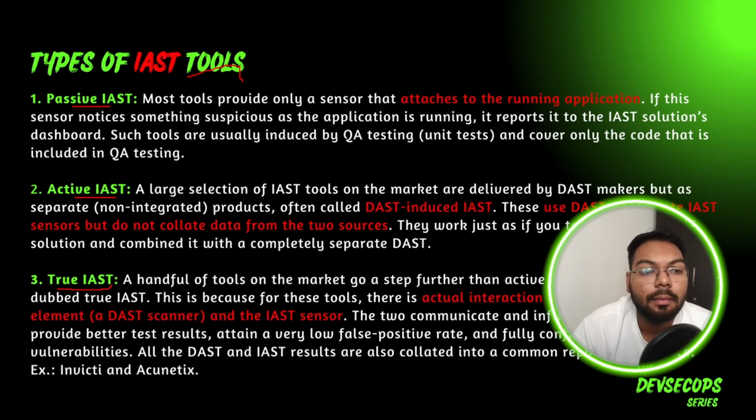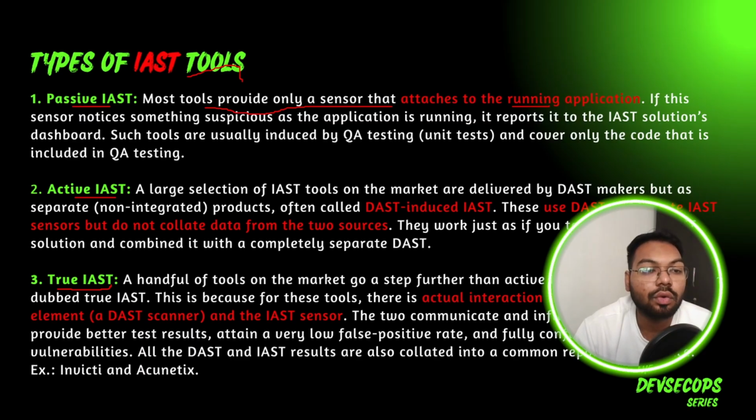So passive IAST is what most tools provide: only a sensor that attaches to the running application. As I mentioned, it would be deployed as a part of the application or the environment of the application itself. There are certain IAST providers that would only give you an agent or sensor that would attach to the application when it is in running state in its environment.